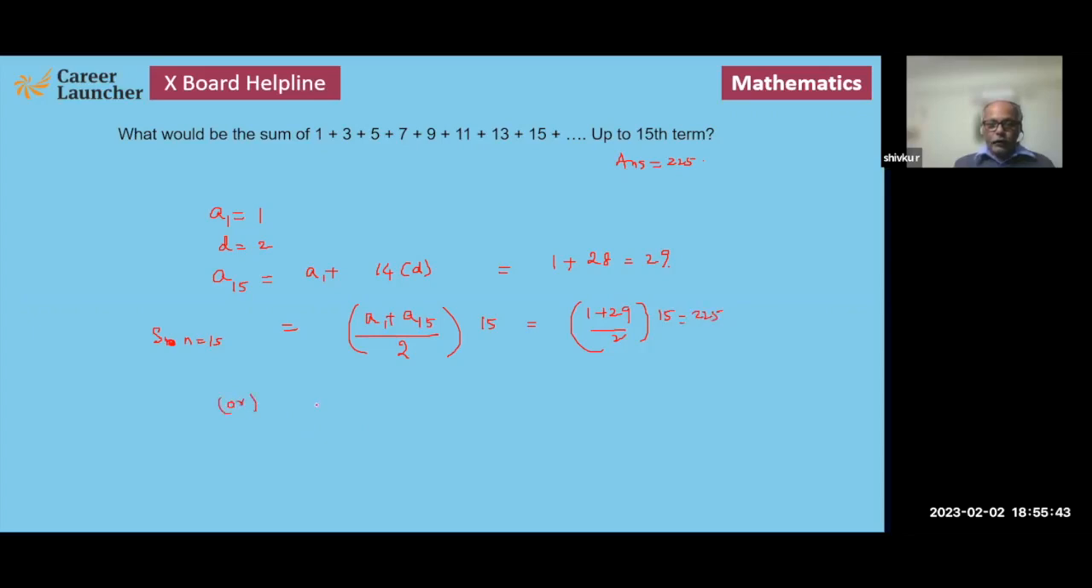Or I could also apply the formula n by 2 into 2a plus n minus 1 into d. और n का क्या है यहाँ पे? n का value है आपके 15 by 2 into 2a is 2 times 1 plus n minus 1, in this case 14, into d happens to be equal to 2. So this will be 15 by 2 into 30, which is equal to 225. तो आपका जो answer है 225 आना चाहिए, right?